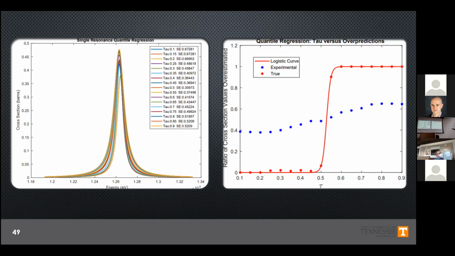This blue curve is representing how much the experimental cross section is being over predicted. So even though we're fitting to the experimental data, we can get a very nice functional form on the uncertainty on the true cross section.